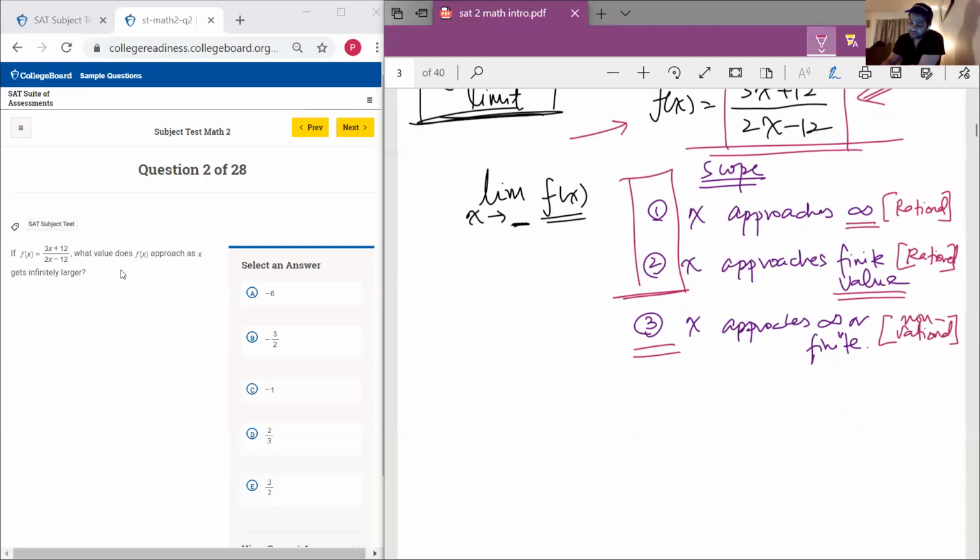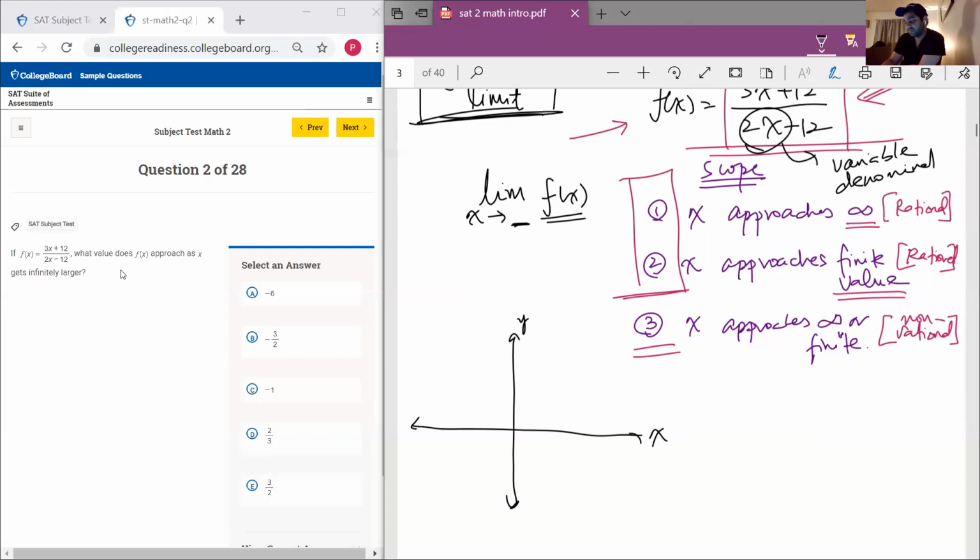For questions where you're given a rational function, rational simply means that you have a variable denominator. And if you have a variable denominator, then you have the possibility of having vertical and horizontal asymptotes. So rational functions, look, this is just an example. They may have vertical and horizontal asymptotes, and they have different behaviors.